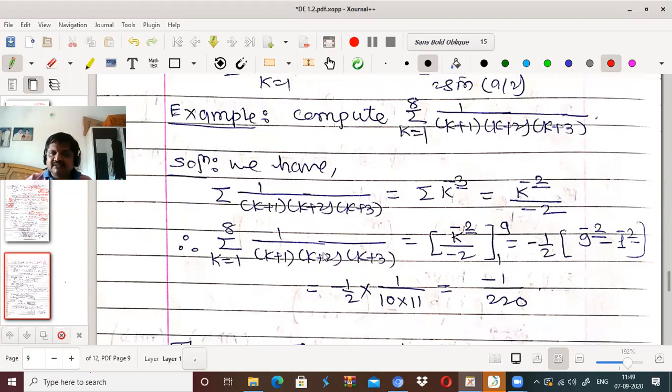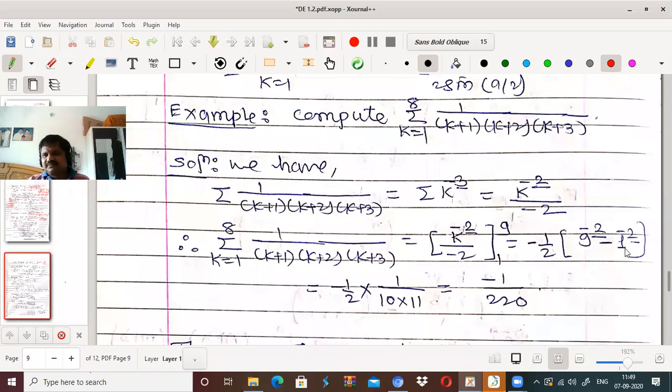And therefore the definite summation of the same term is equal to whatever the indefinite summation is, k to the falling minus 2 upon minus 2, from 1 to 9. Why have we taken 9? Because here the upper limit given is 8 and the lower limit is 1. So the lower limit we don't change, the upper limit we increase by 1. So 9. So minus 1 by 2 as it is, into k equal to 9 put, 9 to the falling minus 2 minus 1 to the falling minus 2.